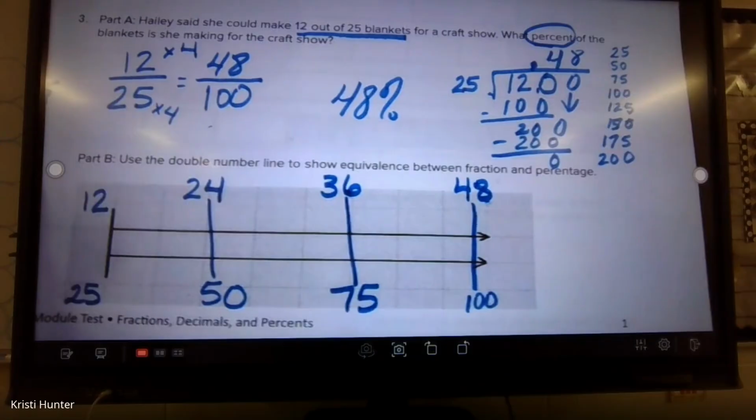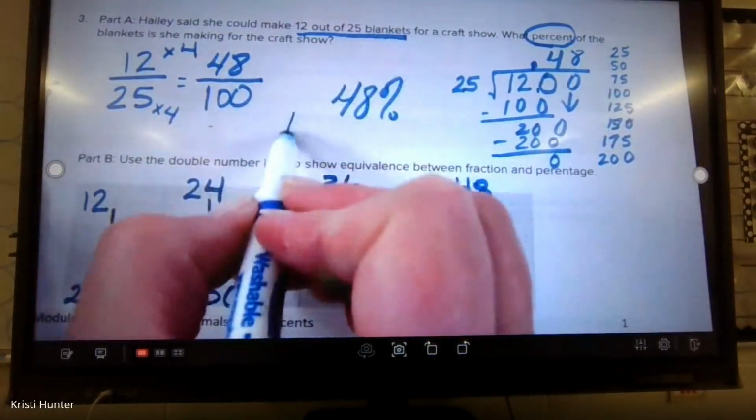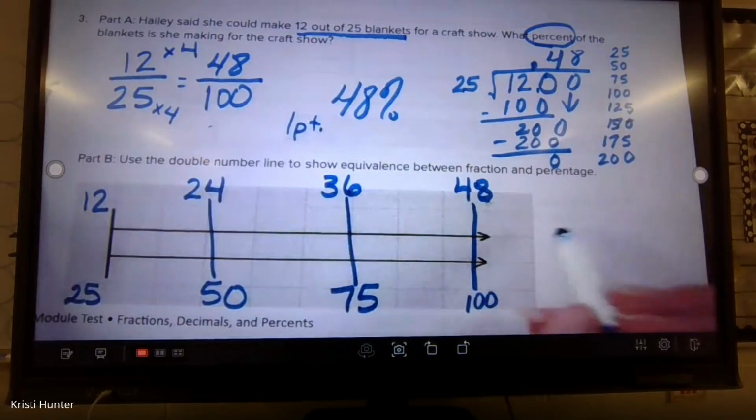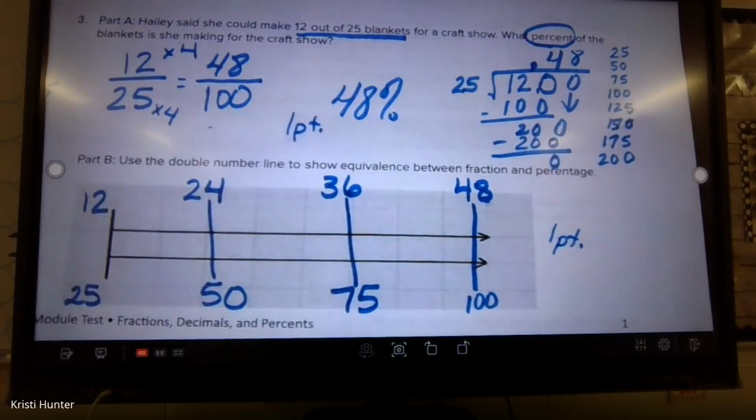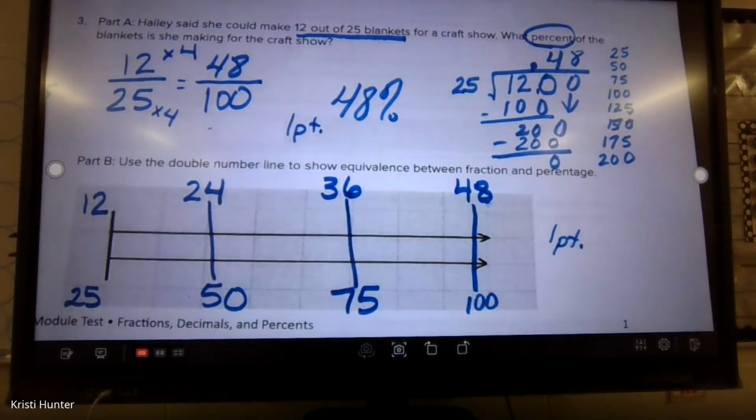This is a 2-point problem. Part A is going to get you 1 point. Part B is where you get your second point from.